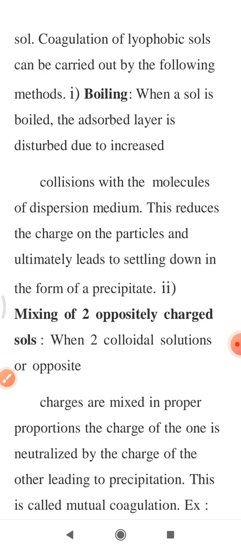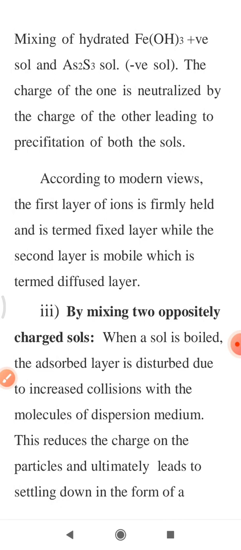Then by mixing two oppositely charged sols. When we mix two colloidal solutions of opposite charge, they should be mixed in a proper proportion so that the charge on one colloidal particle is neutralized by the charge on the other colloidal particle, leading to precipitation. This is called mutual coagulation. So, giving and taking. For example, mixing of hydrated ferric hydroxide, which is a positively charged sol, and arsenic sulfide, which is a negatively charged sol. The charges on one another are neutralized by the opposite charges, so precipitation takes place.